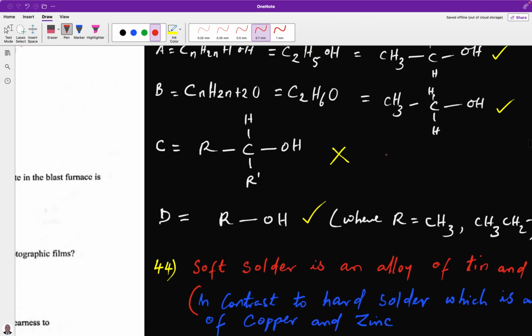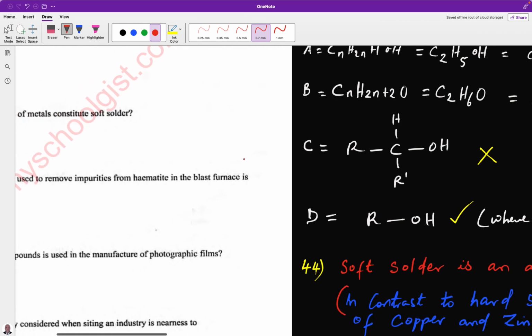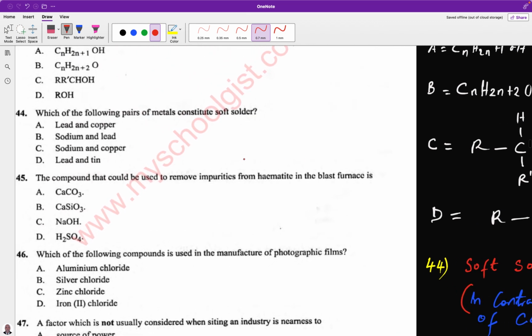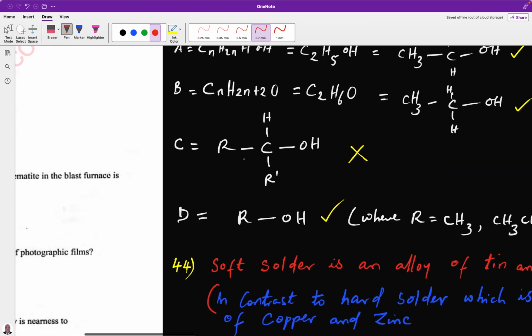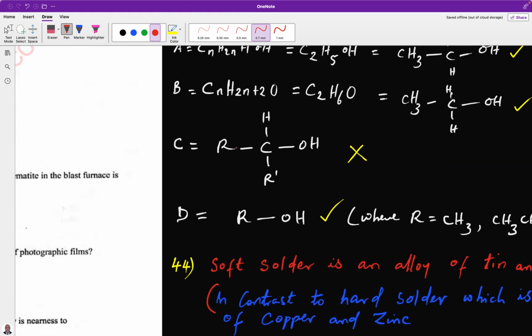Now, the third one that we're given is RR'CHOH. If we draw the structure, this is R and R' on the carbon with the OH. One of the hydrogens has been substituted by R, and R is a methyl group. R' means that this one is different from this one; this is another methyl group. 2 of the hydrogens have been substituted. This shows that this is a secondary alcohol, so this is not a primary alkanol.